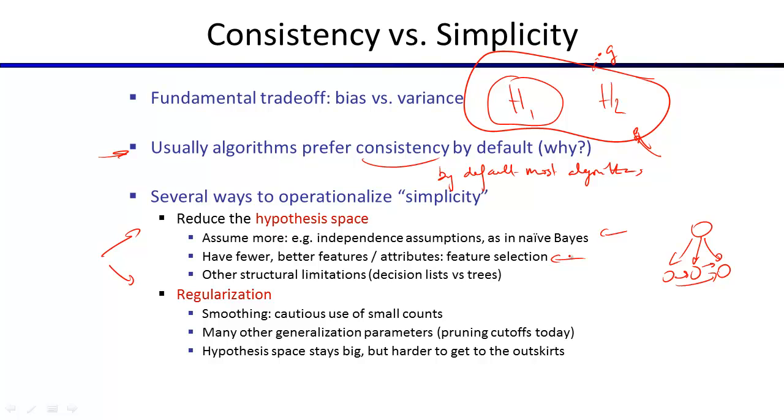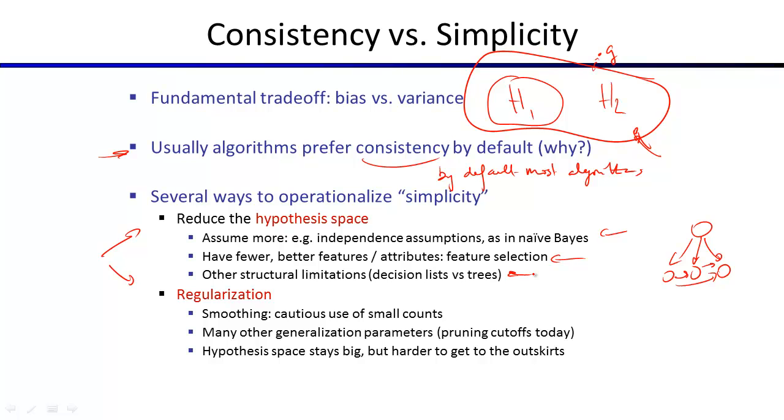So that's a way to keep it simple. You reduce the number of features. That way you have fewer parameters you're estimating from your data. We'll see another example in lecture today that involves decision trees. And the whole other way to regularize is to do it through, in some sense, keeping yourself away from the most extreme hypotheses in your learning space.